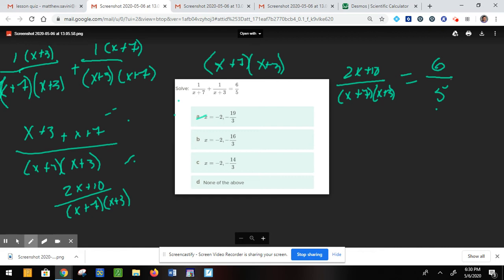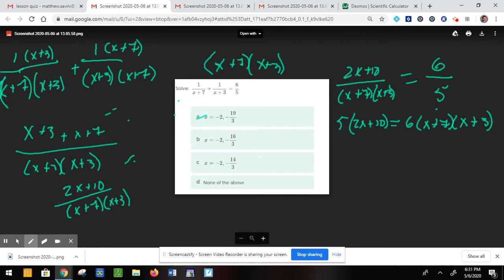So now you need to solve it as a proportion. So cross multiply, so the cross products are equal to each other. So you have 5 times 2x, and that's equal to 6 times x plus 7 times x plus 3. Now you need to solve that equation. That equation is going to be a quadratic because you're going to have the two x's getting multiplied together here. So what you're essentially going to need to do is simplify both sides of the equation, get everything to one side, and then solve the quadratic.